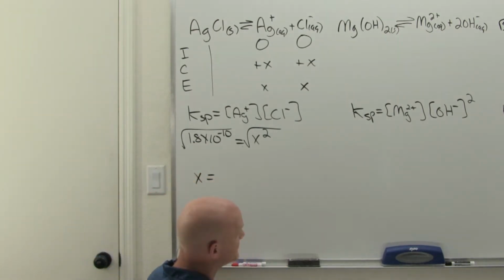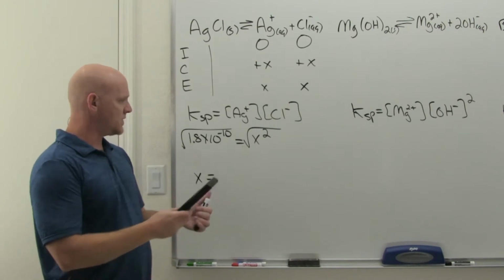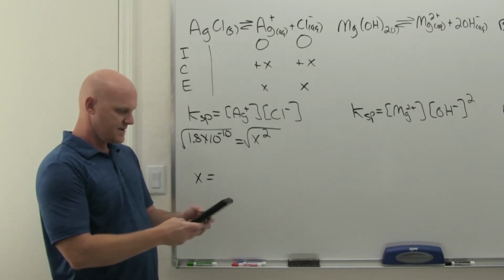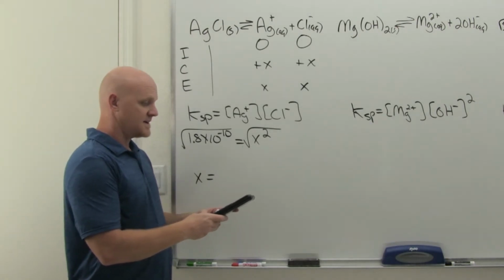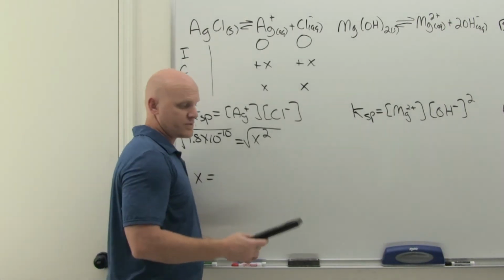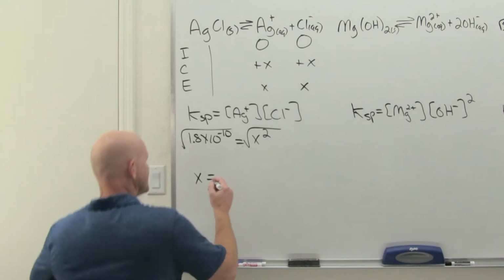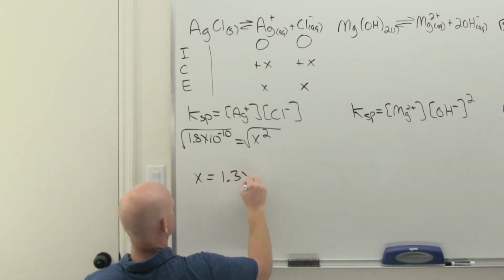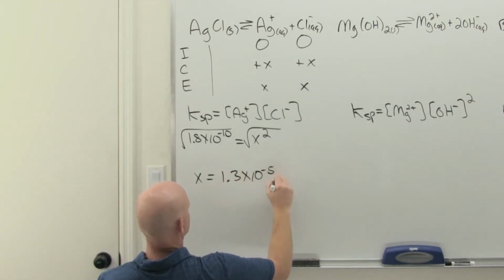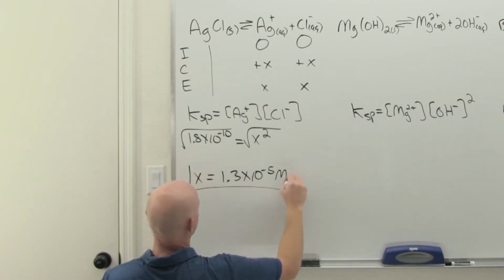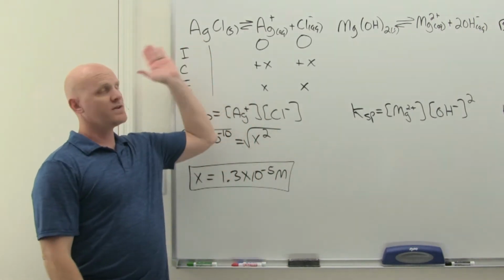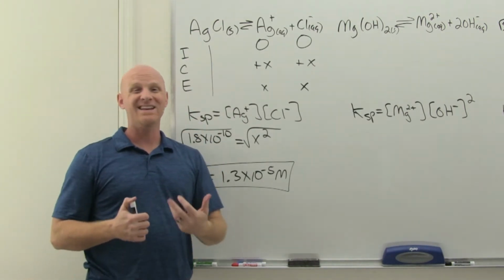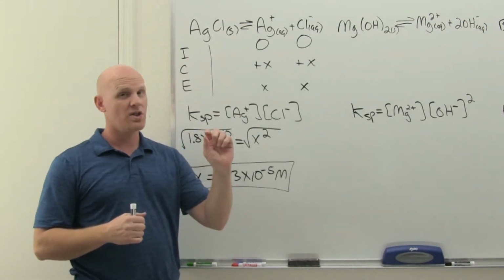So we'll pull out our trusty calculator. It should be 1 point something times 10 to the negative 5. So the square root of 1.8 times 10 to the negative 10 is 1.34, so I'll round it to 1.3 times 10 to the negative 5. And that's in units of molarity. Cool. So if you put AgCl in water, it's not going to dissociate to any significant extent. It's only to a small extent.